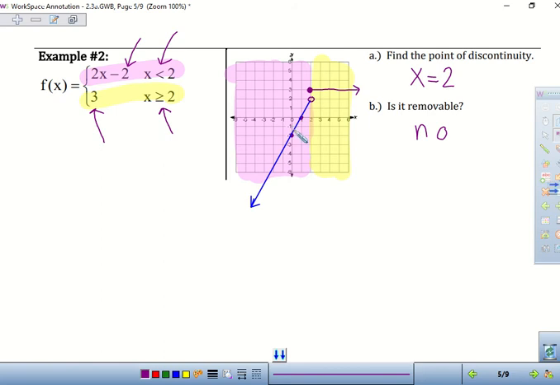Wouldn't that shift every point up by 1 unit? Yes. So you don't have to graph this, but imagine if all these points shifted up 1 unit. Would it still be discontinuous if that were the case? No, I could fix it, right? So we're going to learn about how we can do that.